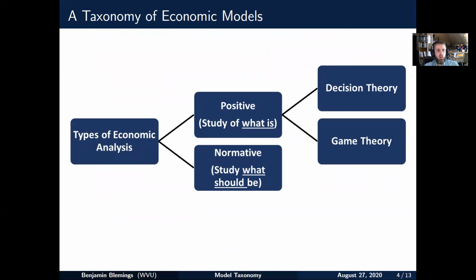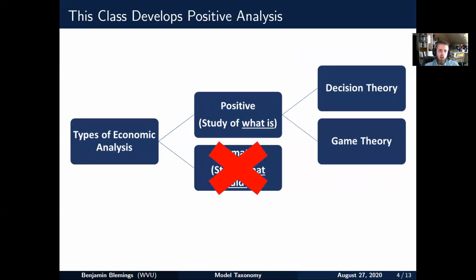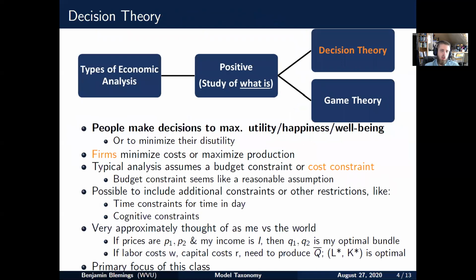So, a taxonomy of economic models, just to put you in the landscape of where we are and what we're doing. Economic analysis falls into two types, positive or normative, and then positive branches off into decision or game theory. You probably saw this positive and normative distinction in Econ 201. We're going to be studying positive economic analysis, which is a study of what is. I'm not saying normative analysis doesn't have a place in some part of the world. I'm just saying that this class is going to be working on positive.